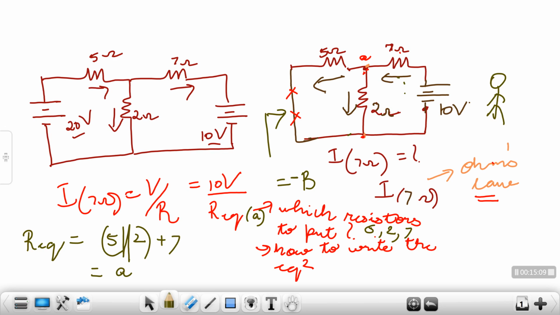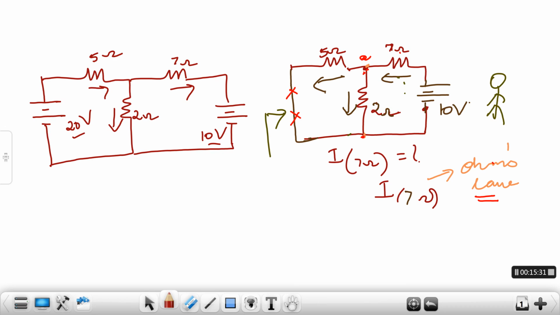What we have done up till now, if you have a look, is first of all we have found out the current in 7 ohms only with 20 volts. That we have got as plus Z. Now we have calculated the value in 7 ohms, considering only 10 volts, and we have got the answer as minus B. How do you get the final value of current in 7 ohms? That is what you have to do.